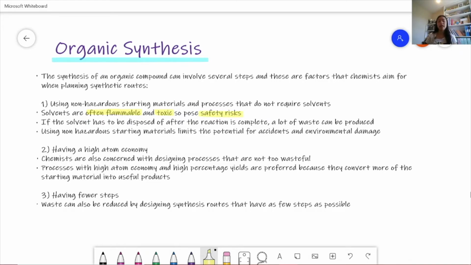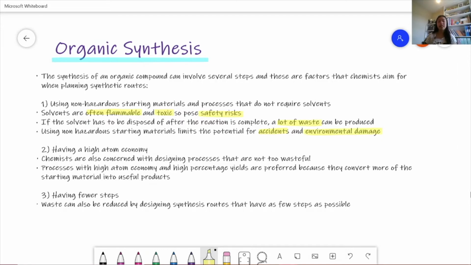And the second point is that if the solvent has to be disposed of after the reaction is complete, then we'll have a lot of waste which will be produced. The reason we want to use non-hazardous starter materials is that we want to limit the potential for accidents and environmental damage.